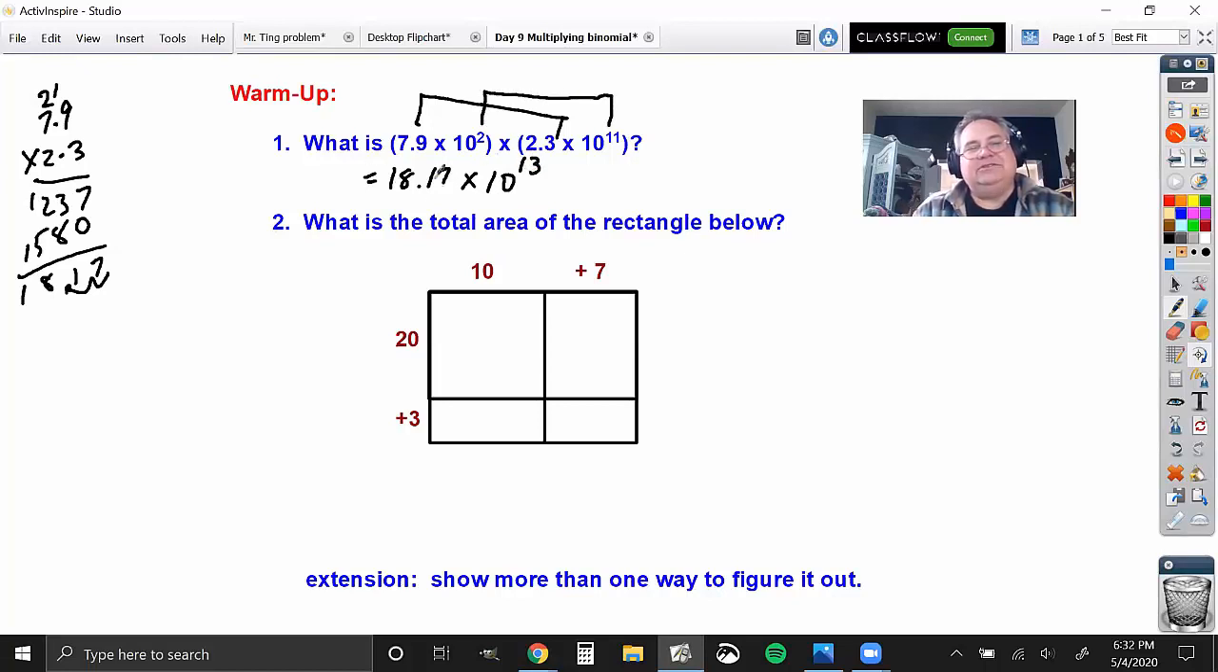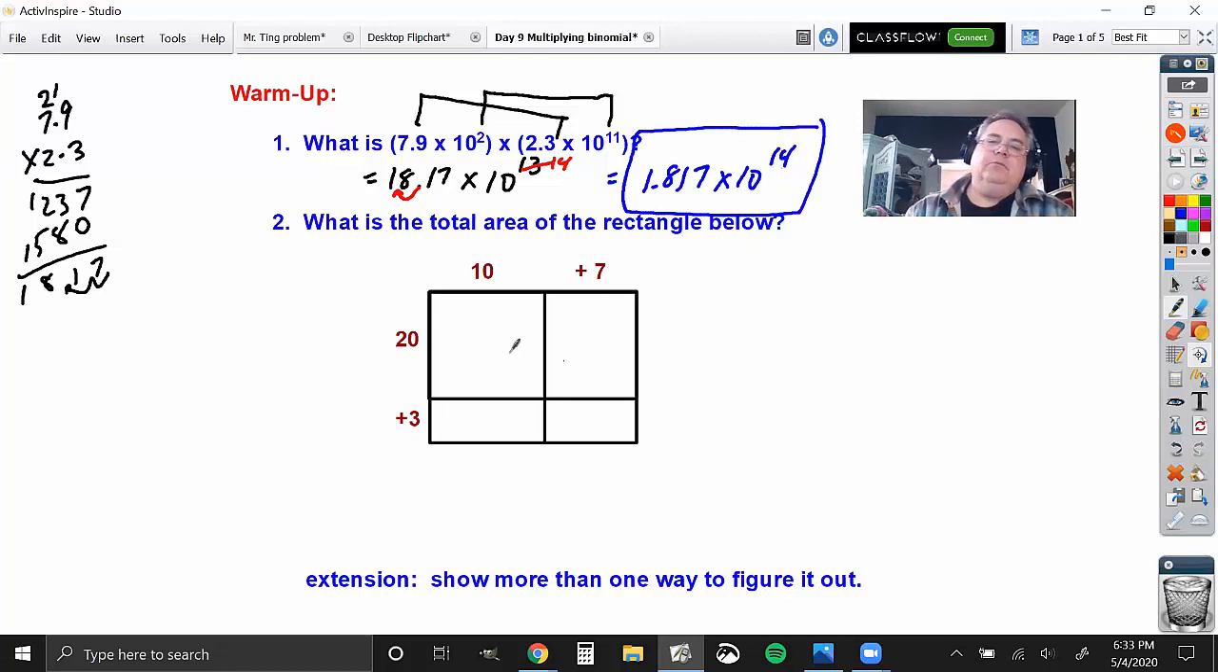But since this answer is not scientific, we need to fix it. So if we make this decimal move one smaller, then this has to increase to 14, which means that our answer should be 1.817 times 10 to the 14th.